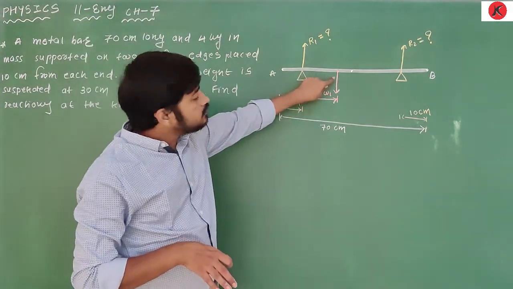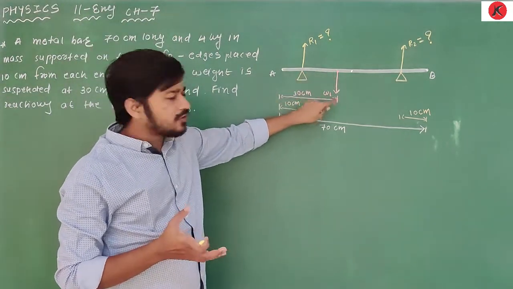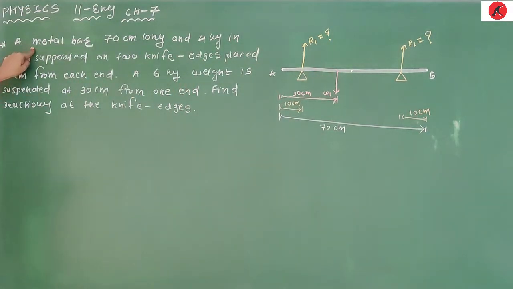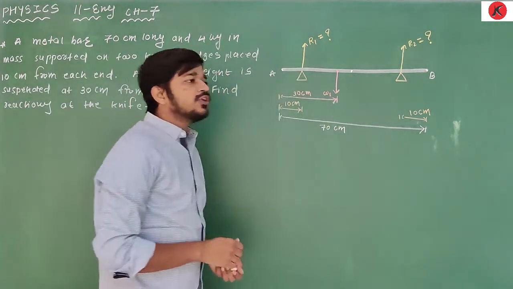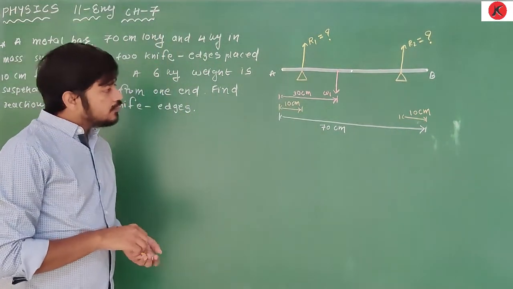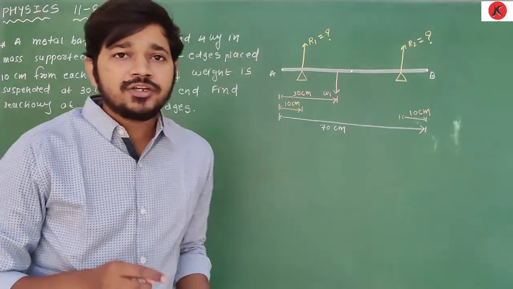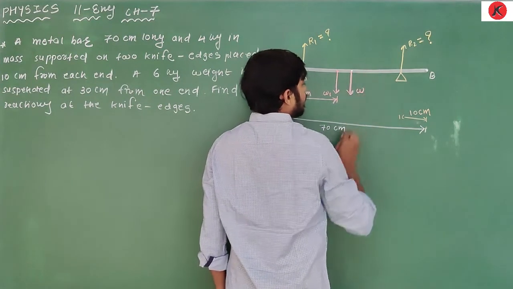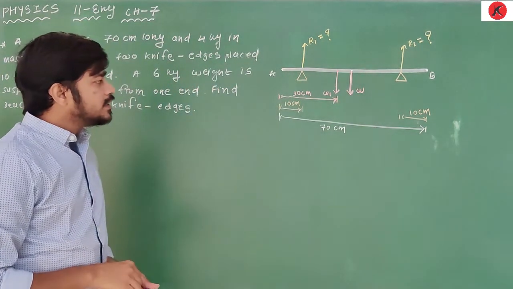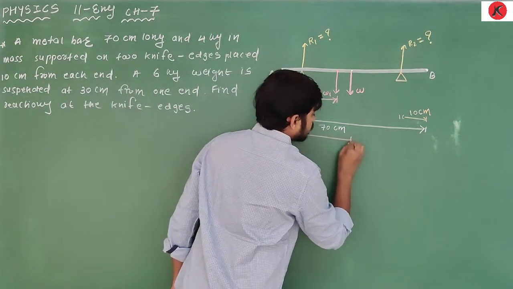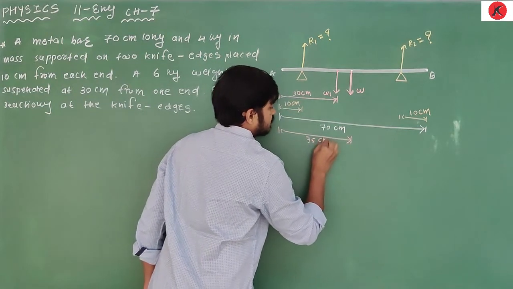Now, first of all, in lever mechanism, you have to identify the number of forces. See, weight is placed, so it is in downward direction. Two reactions also. Understand the first line: a metal bar 70 cm long and 4 kg in mass. This metal bar having mass 4 kg does not have negligible mass, so you also have to consider its mass and due to its weight. So weight of metal bar W is also acting in downward direction. And we know this distance will be 35 centimeter.